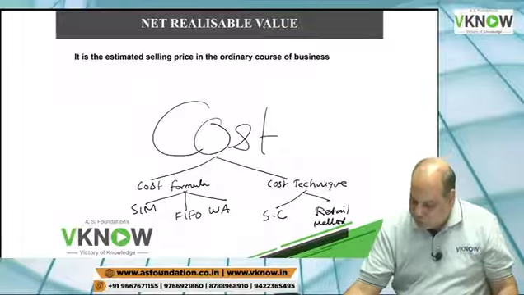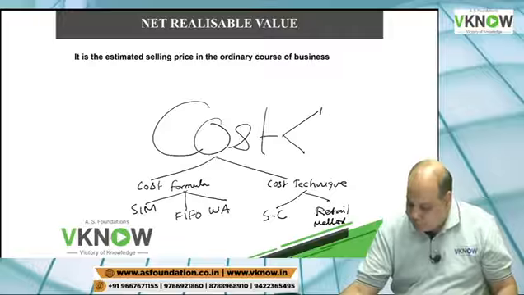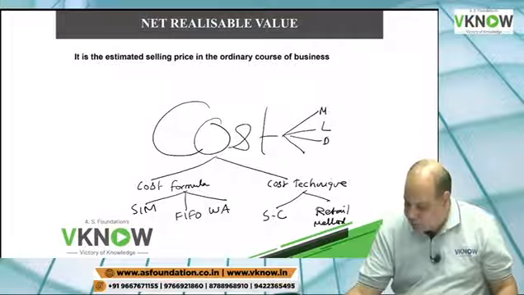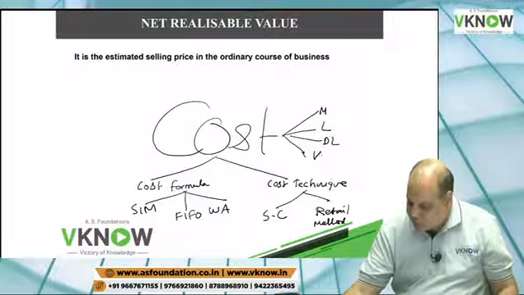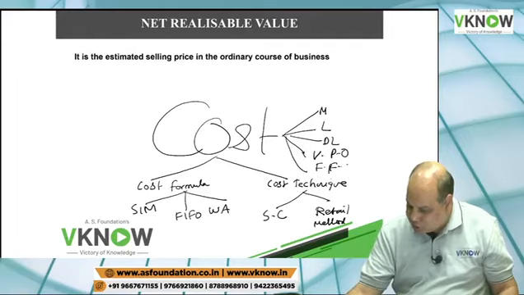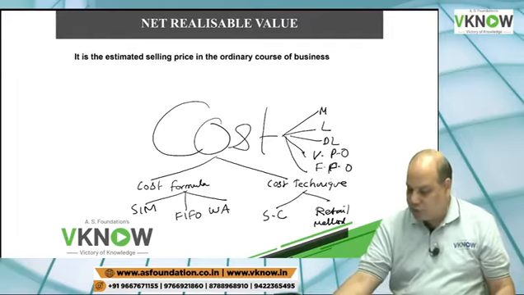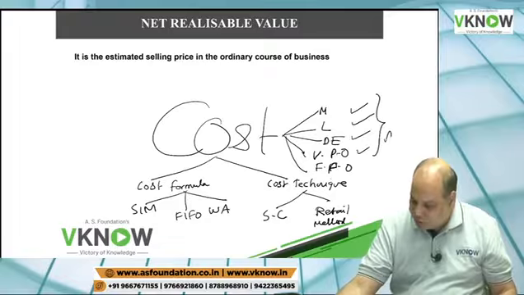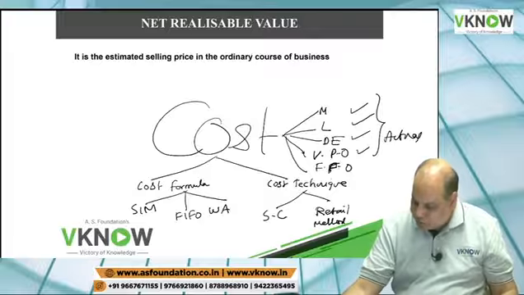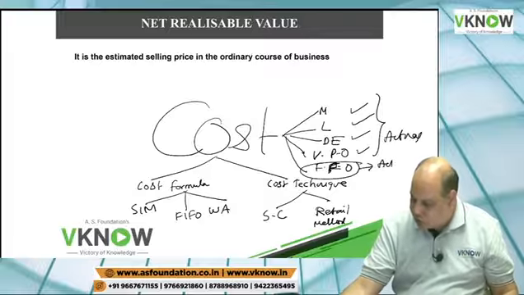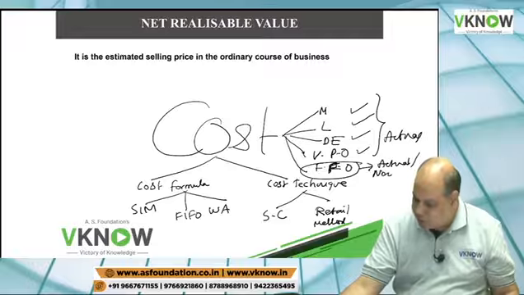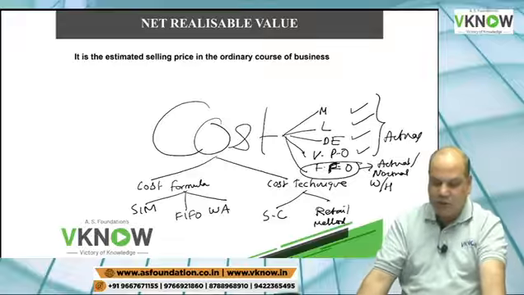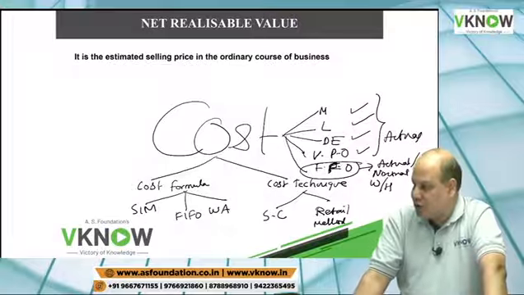Cost will comprise material, labor, direct expense, variable production overhead, and fixed production overhead. Material, labor, direct expense and variable overhead are based on actual. Fixed production overhead is based on actual or normal, whichever is higher. That is the summary of our discussion in 10 seconds.